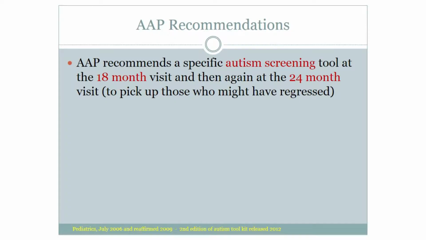The recommendations suggest that we do specific screening for autistic-related disorders at 18 and 24 months. And for that, they have provided us with the MCHAT and other tools that will help make those assessments more effective.